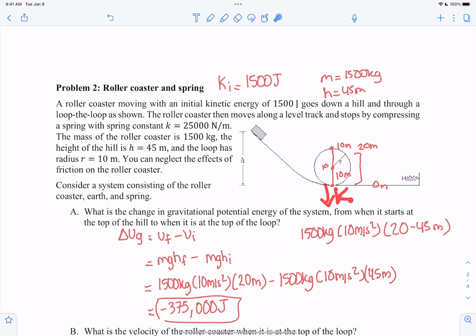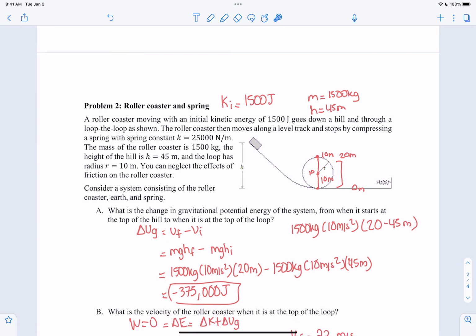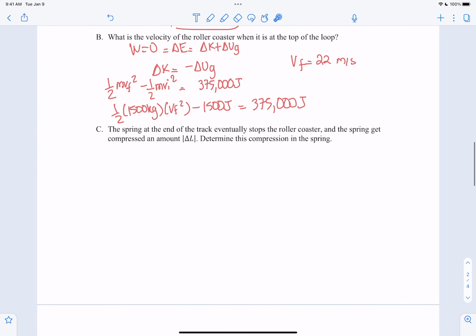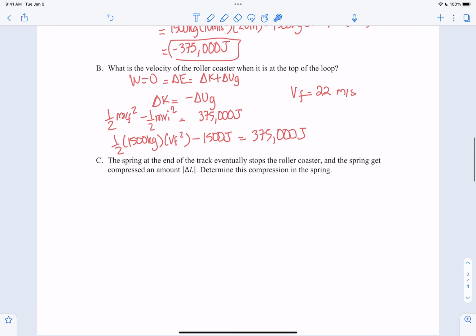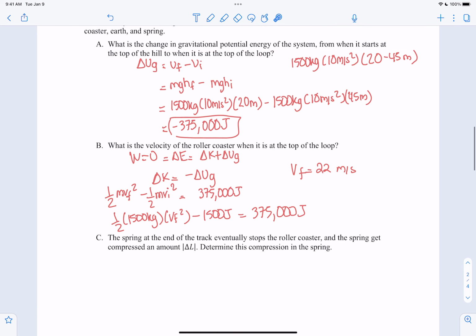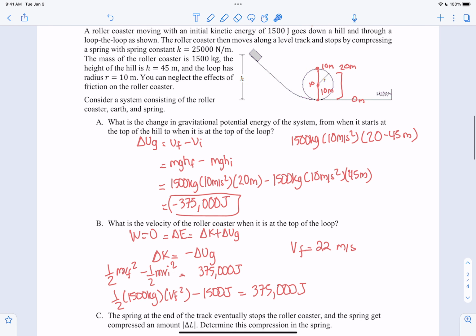Whatever decrease I see in kinetic, I should see the equal increase in spring potential energy. So I just want to figure out when that energy goes to spring potential energy, what kind of change does it cause in the spring's distance, right? That requires me to figure out what the kinetic energy is here at the bottom, right?